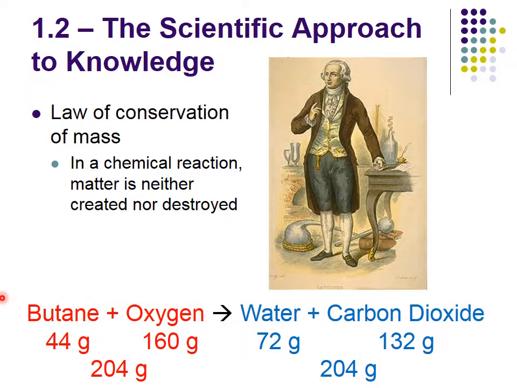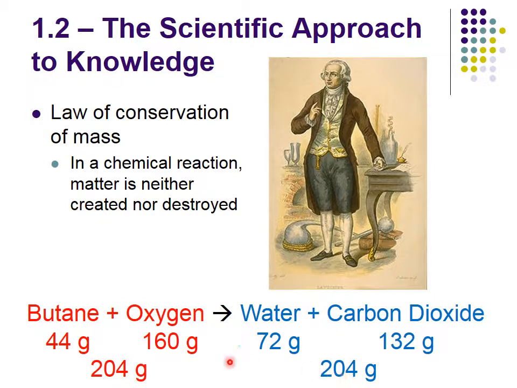So on the left side of the arrow, we have butane and oxygen. So those represent our reactants. The arrow is telling us that it's going to turn into our products, which are on the right, water and carbon dioxide. And it's giving us our amounts. 44 grams of butane, 160 grams of oxygen, or 204 grams altogether. If we put those together, it will make 72 grams of water and 132 grams of carbon dioxide. And that, again, will make 204 grams of products.